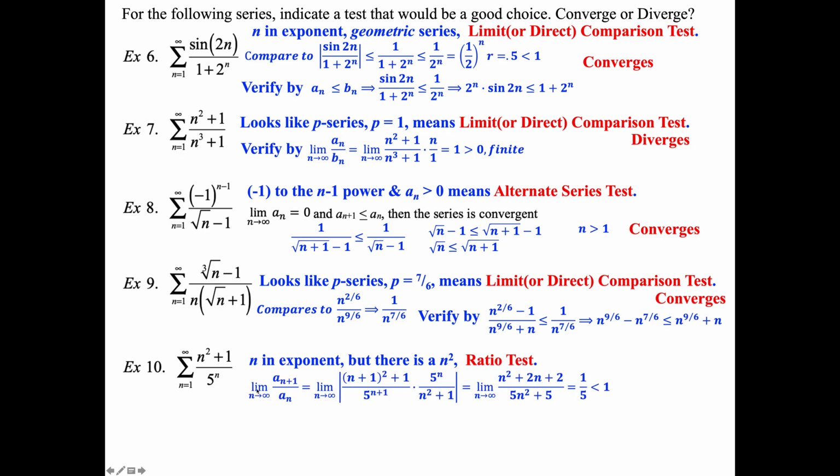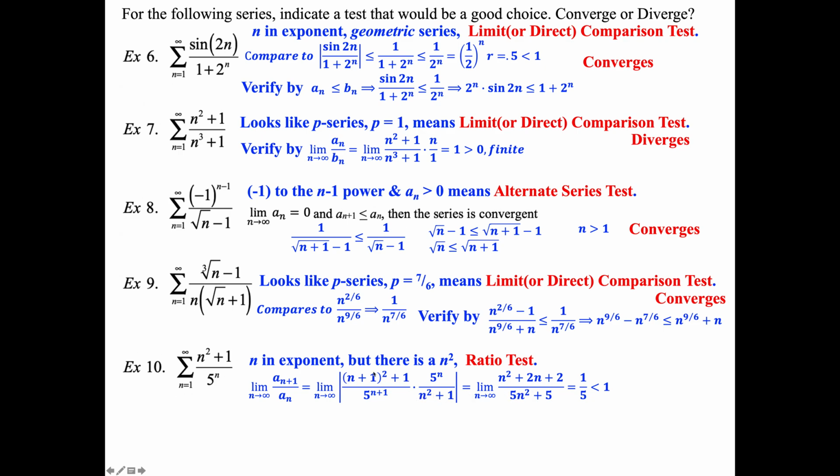So the limit as n approaches infinity of a sub n plus 1 over a sub n, so (n plus 1) squared plus 1 over 5 to the n plus 1, times 5 to the n over n squared plus 1. Again, we don't divide by the fraction, we multiply by its reciprocal. Remember what we did here, we break this down: 5 to the n times 5 to the first, so we can cancel the 5 to the n's. So that 5 multiplies to the n squared plus 1.